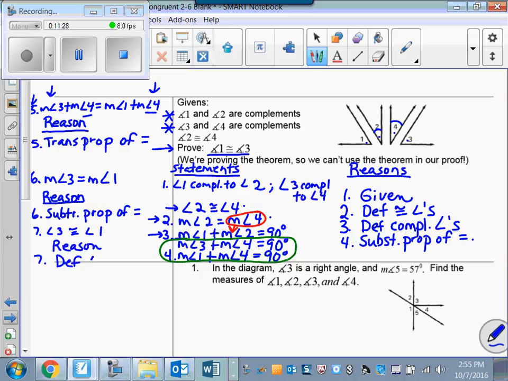Definition of angle congruence. And finally, that's not exactly what it says I have to prove, so I have to switch these two around again, and I have to say angle 1 is congruent to angle 3, and that is because of the symmetric property of congruence.